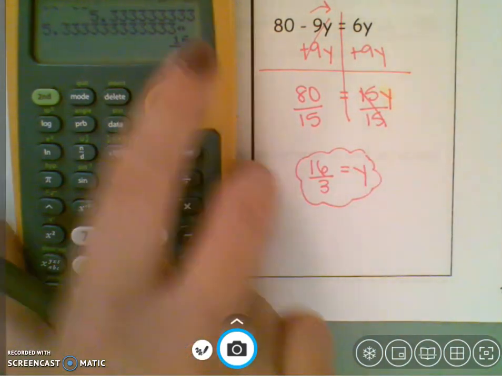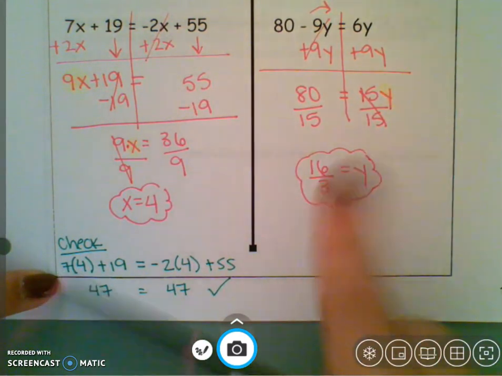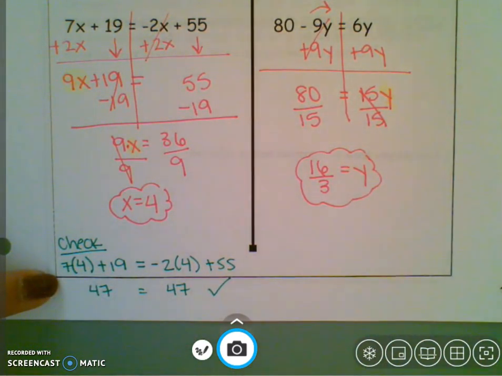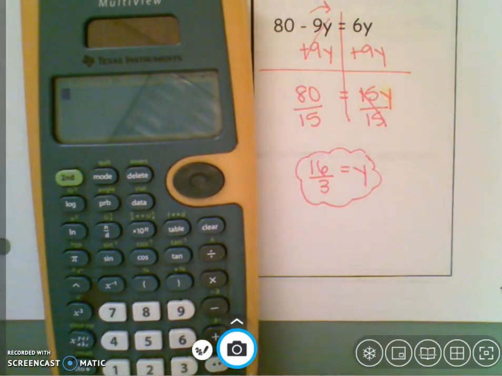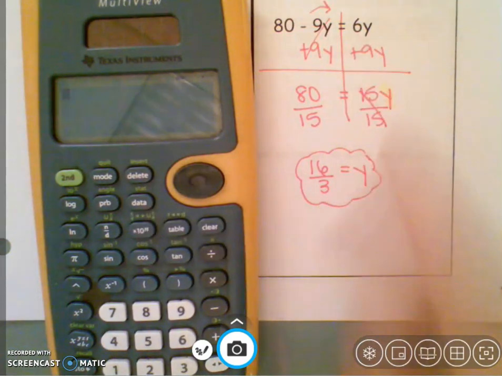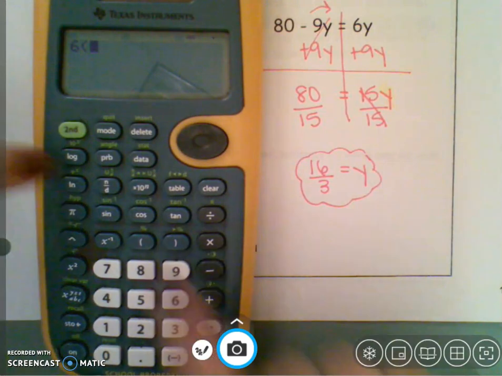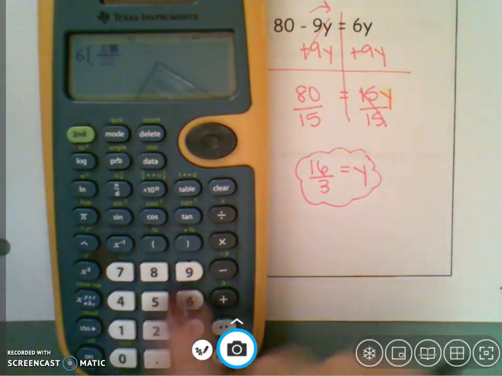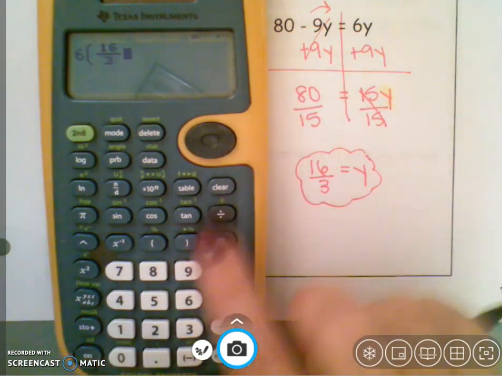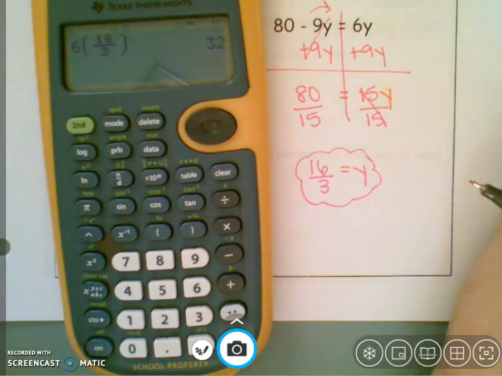And just like we checked over here, we could also check for here. I'm not going to, but you could. The only difference is when you plug it into your calculator. So like, let's say we're doing the 6y. You're going to do 6 parentheses, and then you're using this button right here, this n over d, 16 over 3. Arrow over and close it up. So that gives you 32. So if you do it to the left side, hopefully it also gives you 32.